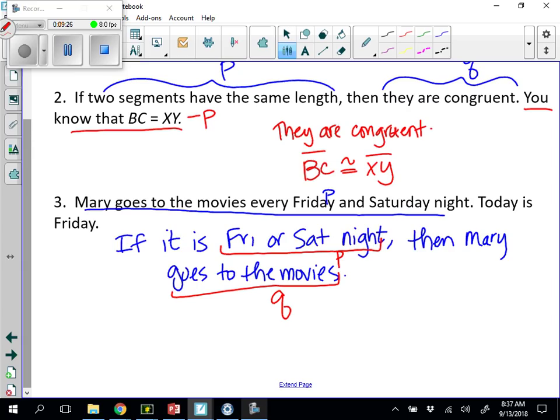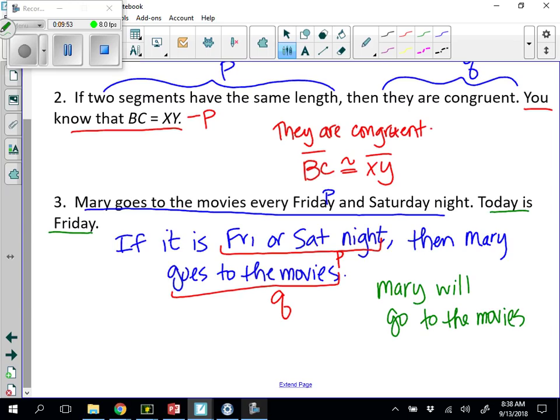Okay. So here's the scenario to consider. Today is Friday. Well, based on my if-then statement, if it's Friday or Saturday, she goes to the movies. So I am concluding Mary will go to the movies.